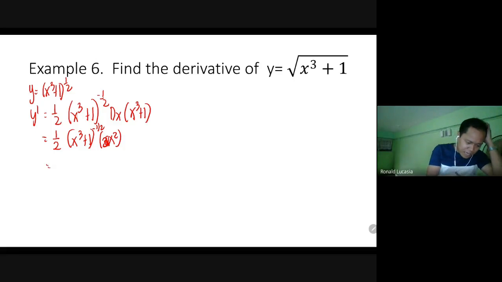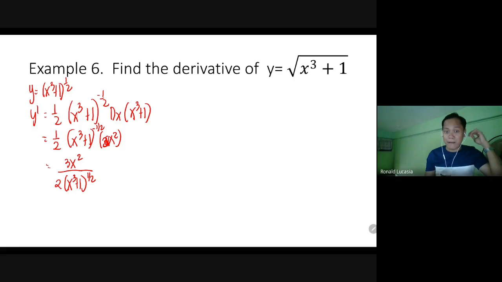So magiging 3x squared tapos 2. Ito ay maging (x cubed plus 1) raised to the power of positive 1 half. Diyan kayo nag-stop, di ba? Ito ay kaparehas kasi ni 3x squared over 2 square root of x cubed plus 1. So you have to rationalize pa.